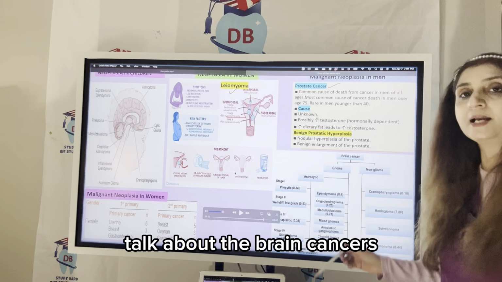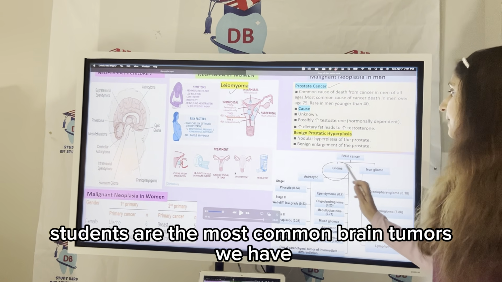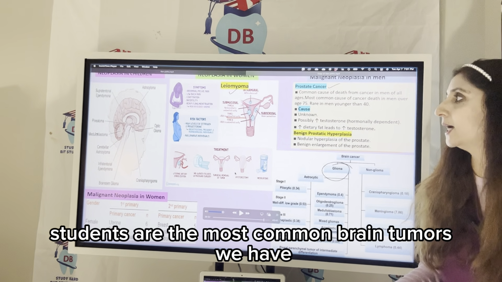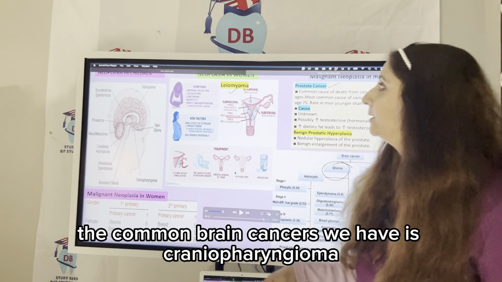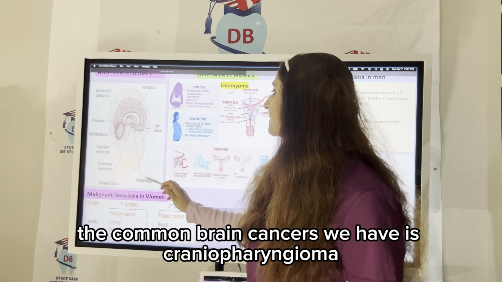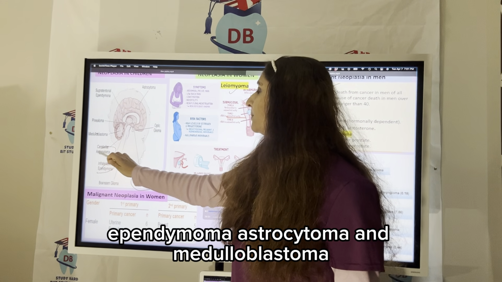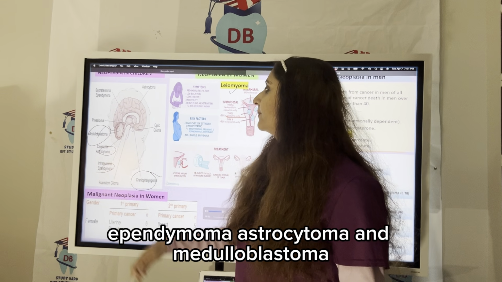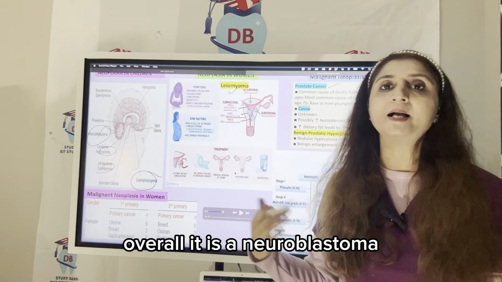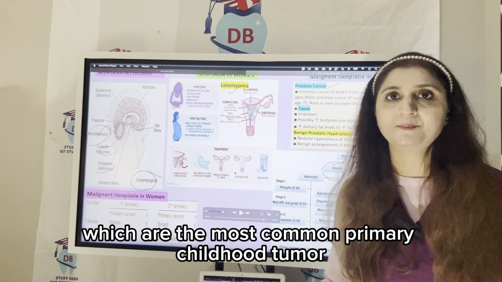Let us talk about the brain cancers. Gliomas, students, are the most common brain tumors we have. In children, the common brain cancers we have are craniopharyngioma, ependymoma, astrocytoma, and medulloblastoma. Overall, it is neuroblastoma which is the most common primary childhood tumor.